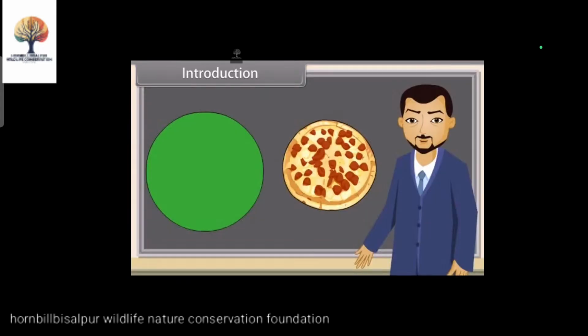Do you know what we call the distance around the pizza? Or what we call the space inside the circle? Today we will talk about circles in detail. Come, let's begin.